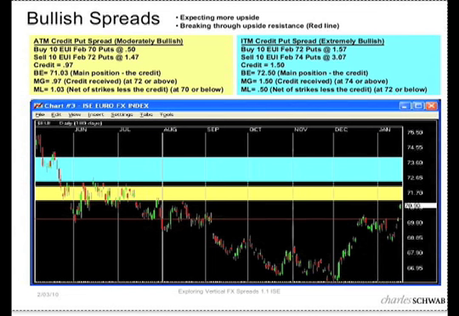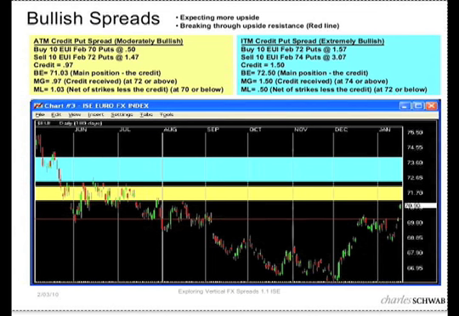Now, I can have a pretty sizable profit if that happens. This is a 2-point spread. I'm buying the 72s, which are quite a bit in the money, by $1.10, and I'm selling the 74s, which are $3.10 in the money. Quite a bit in the money. So I need this index to rise sharply.